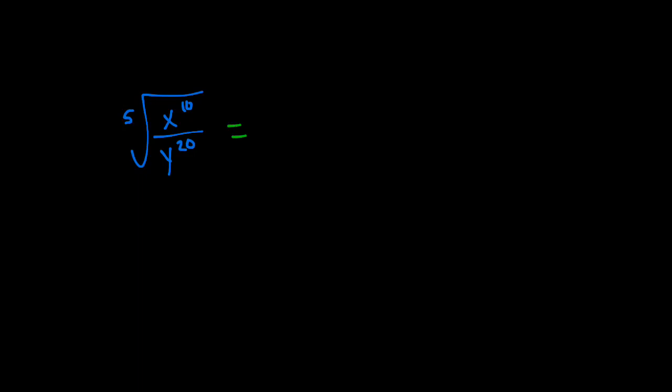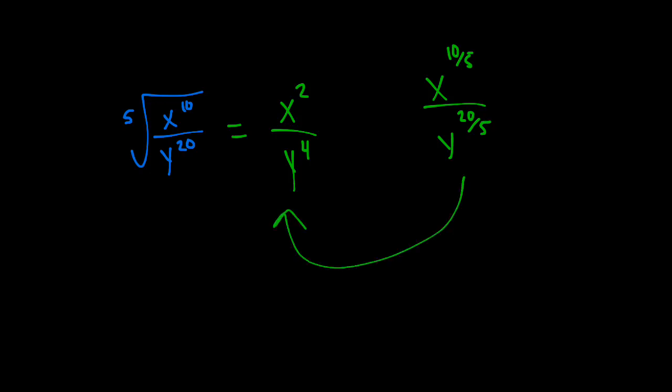So the fifth root of x to the 10th, well, 10 divided by 5 is 2, so the fifth root of that is x squared. And on the bottom, the fifth root of y to the 20th, so 20 divided by 5 is y to the 4th. And again, consider rewriting these as rational exponents. You'd have x to the 10/5, y to the 20/5, and each of those just reduce to what we have there.